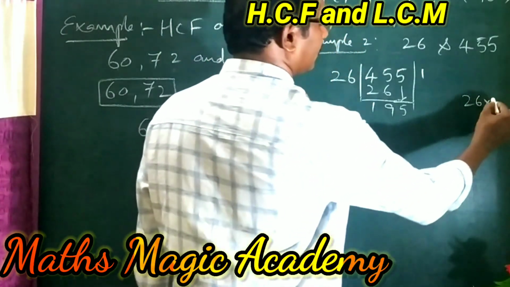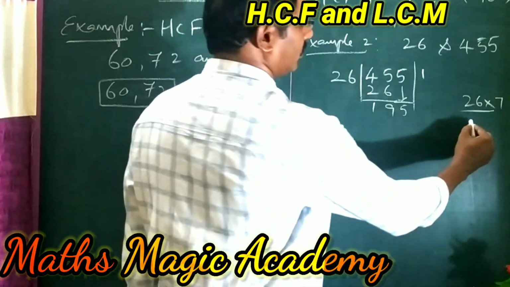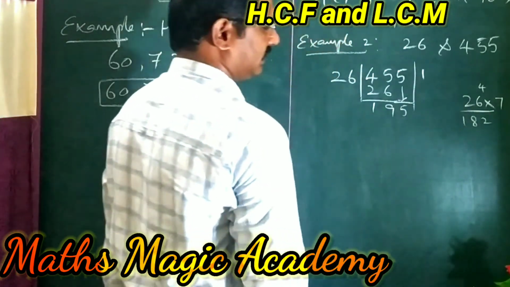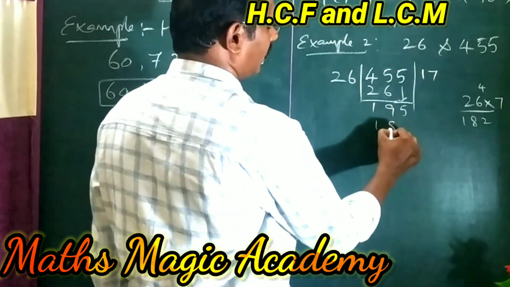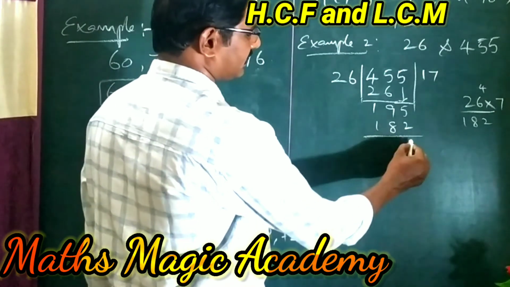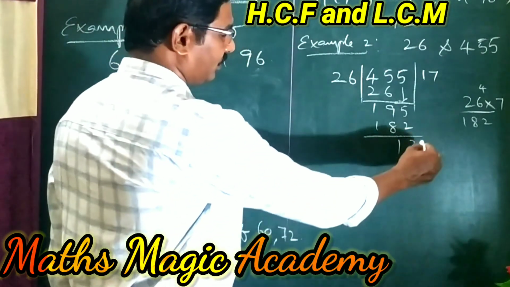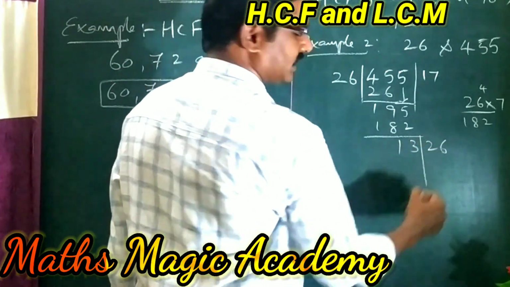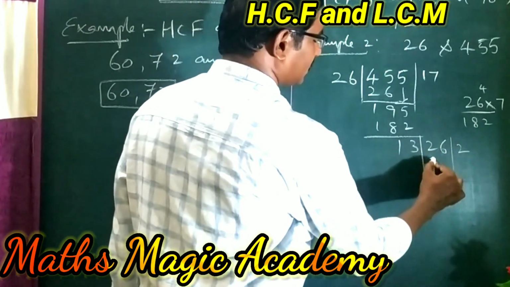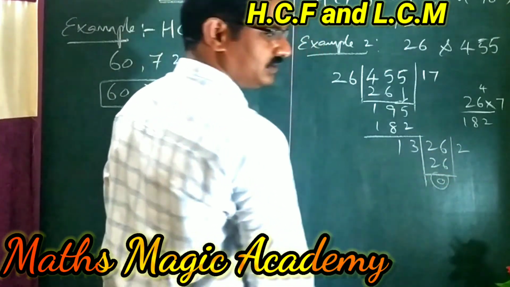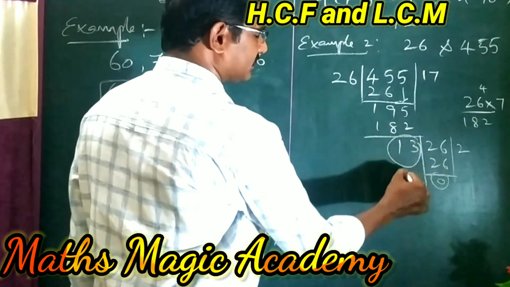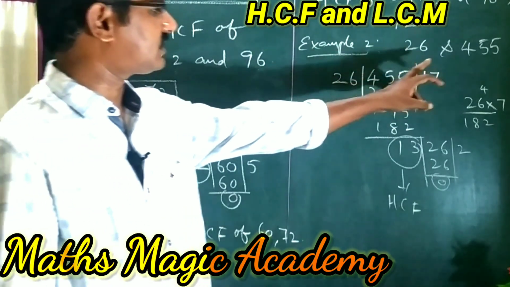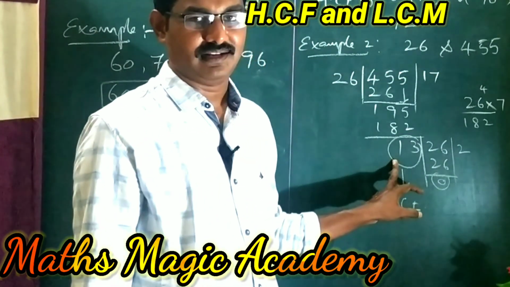26 sevens. 7 sixes are 42, 7 twos are 14 and 4 is 18. So 26 sevens are 182. The remainder is 13. Now with this remainder we have to divide the divisor, that is 26. So here 13 twos are 26, and the remainder is 0. Whenever the remainder is 0, this divisor is nothing but the HCF. So the HCF of 26 and 455 is 13. Okay.